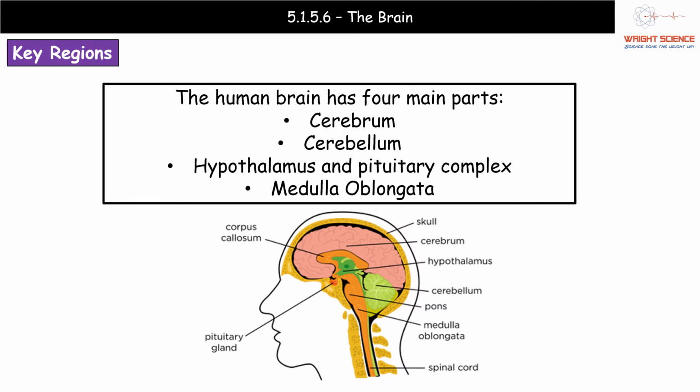Okay, when it comes to the key parts of the brain that you need to know for A-level biology, basically there are four key parts: the cerebrum, cerebellum, hypothalamus and pituitary complex, and the medulla oblongata. So what I've given you at the bottom is a little diagram just showing you where these bits are in relation to obviously the outline of the head and the other regions which you don't have to remember.